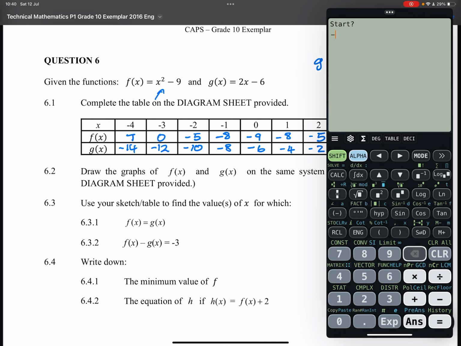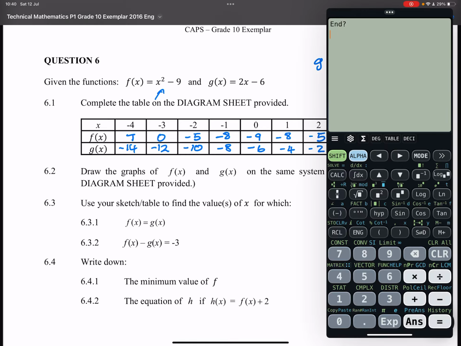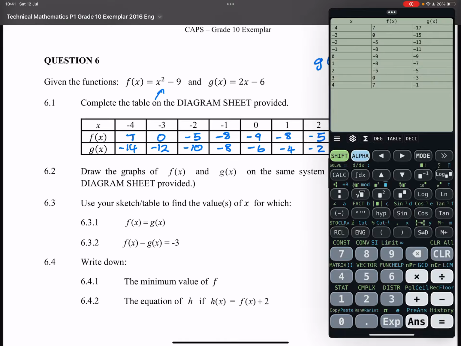Where does it begin? It begins from -4 and goes all the way till 4. Let's just say our steps are 1. And there you go, there you've got your values. You can verify. We've got 7, 0, -5, -8, -9, -8, -5, 0 and 7 for f of x. So that's exactly what we had there.